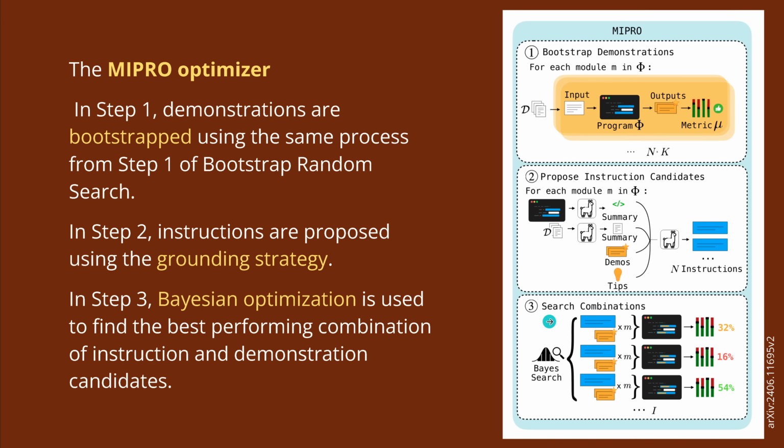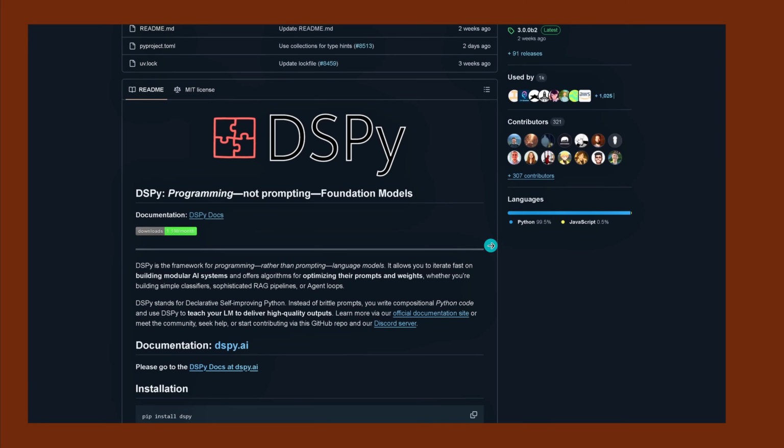My goodness, I said this once in a conference. This is just a trial and error, and my goodness, I was corrected. No, this is a perfect optimization for a search process. So here we have Bayes optimization, which is used to find the best performing combination. Careful, we have 2 elements. We have the instruction and the demonstration candidates. This is all there is. This is the magic. So let's have a look at this.